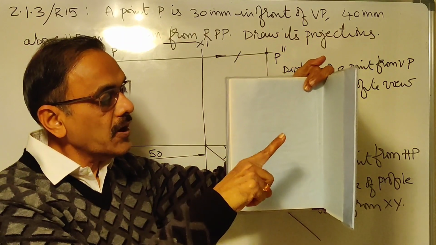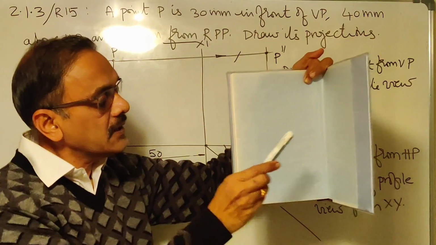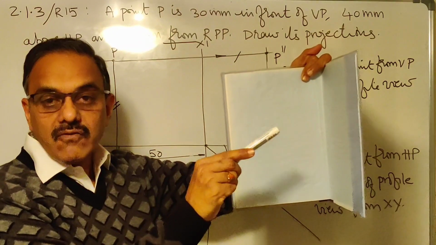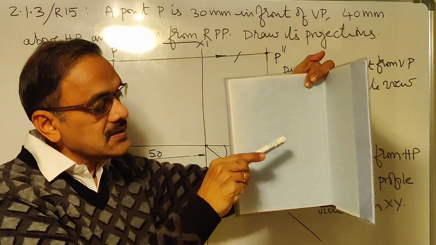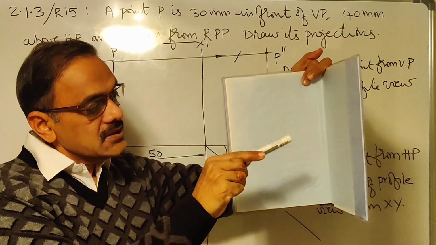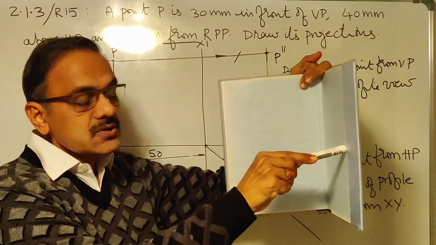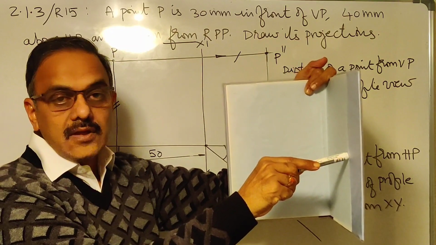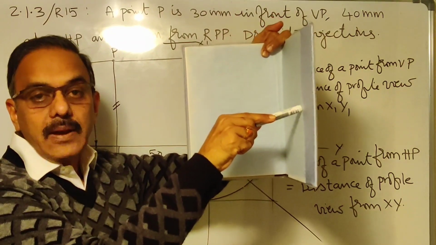Now having that in your mind, let me take a point here. Let us say there is a point in space at a certain distance in front of VP. This point. Now concentrate on this distance. This is the distance from VP you have. This is the actual point in space. I am projecting it onto the right profile plane so that I get the profile view here. I got the profile view on the right profile plane.